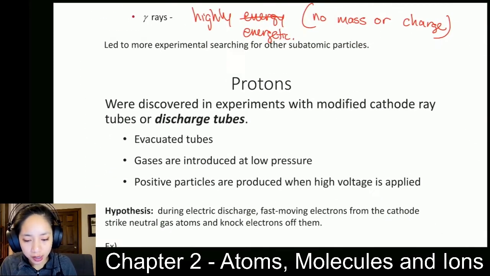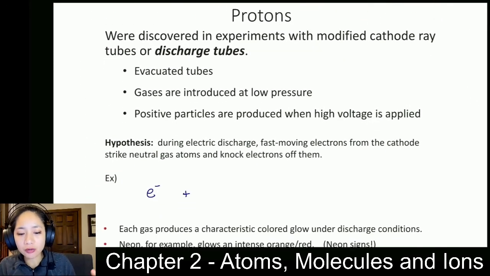of protons. And so protons, they were discovered using kind of like a cathode ray tube. They used evacuated tubes and they filled them with a gas at a very low pressure. So think of a neon sign. And then essentially they applied a very high voltage to them. And so the hypothesis here is when you make a gas within your discharge tube highly energetic, an electron from the cathode will strike the neutral atom and knock some electrons off.